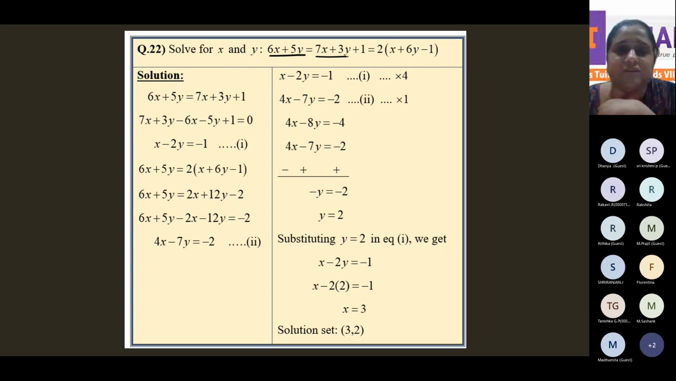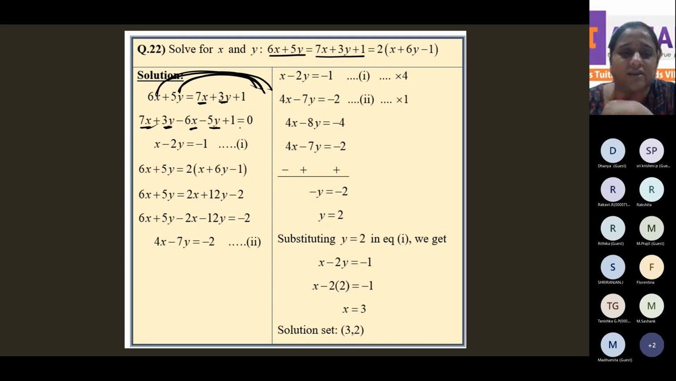Very good. Okay, fine. So we equate this one, right? 6x plus 5y is equal to 7x plus 3y plus 1. Is that understood? Yes, ma'am. Then we bring everything to one side. So you can see here, I've taken these two to this side. You can see 7x as it is, plus 3y as it is. Then the 6x I've transposed, so it's minus 6x. Then plus 5y becomes minus 5y, and the plus 1 is there only.